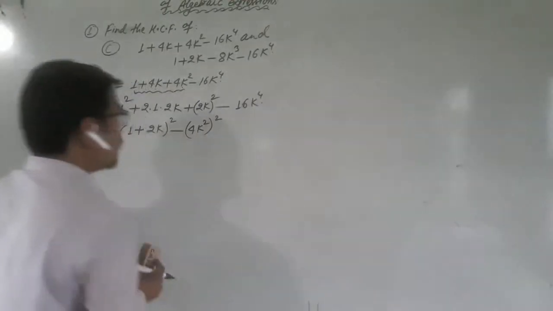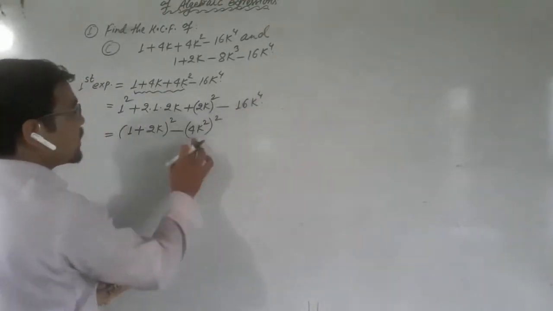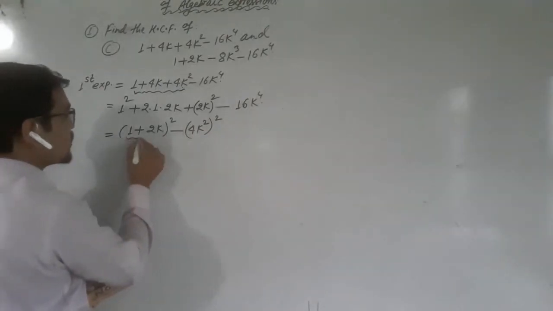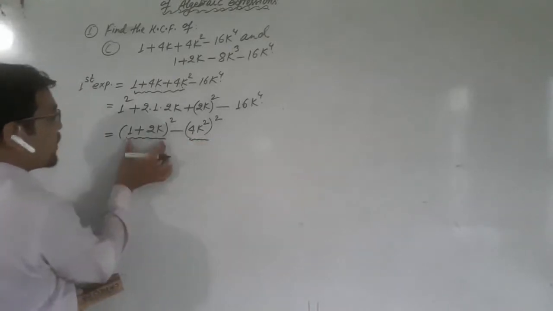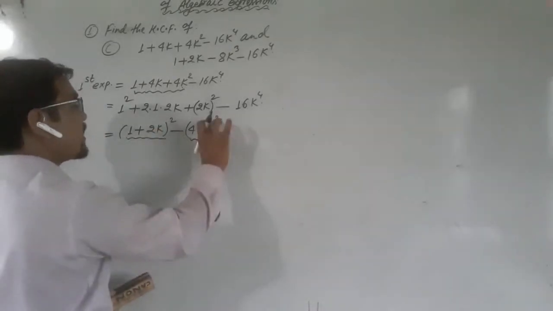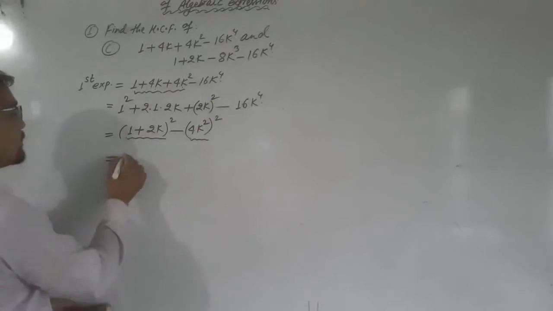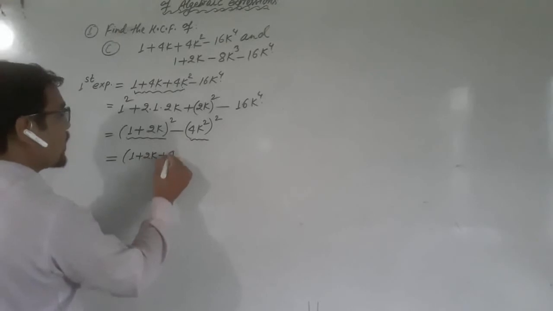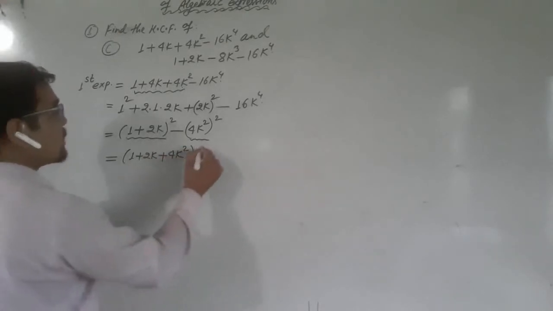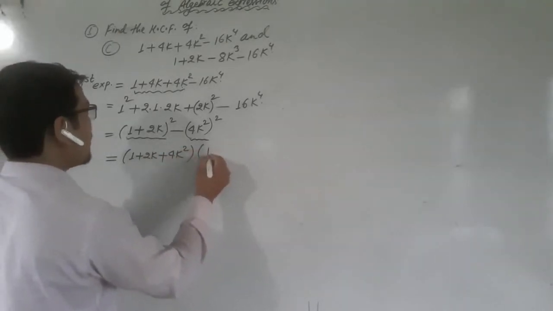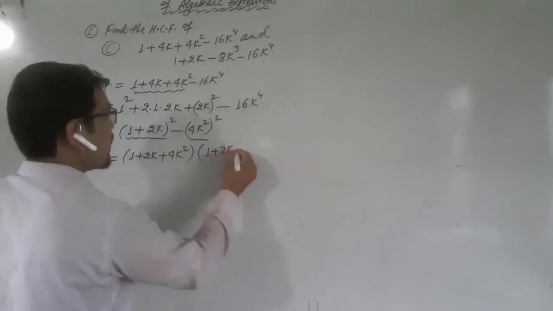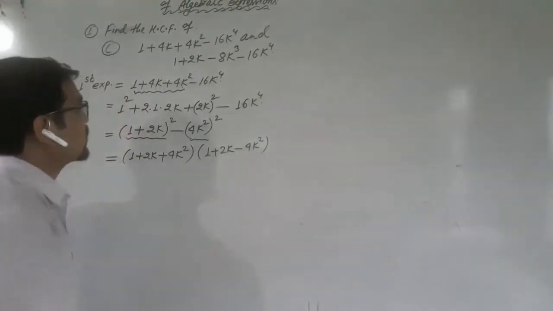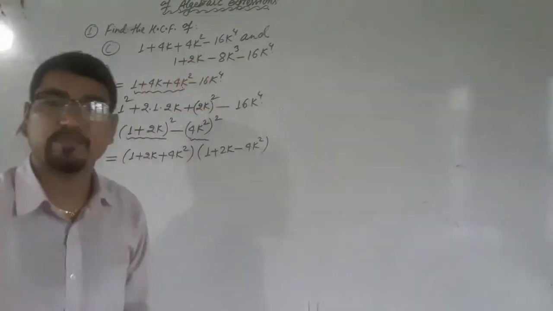So if we write this 16k to the power 4 like this, 4k square and whole square, then this is in the formula. This is considered a, this is considered b. Now a square minus b square is a plus b, a minus b. That is 1 plus 2k, this is a plus b. B means here 4k square, we can write this a plus b, right? Similarly, a minus b, that is 1 plus 2k, this is a minus b, here 4k square, we can write. Okay. So these are the two factors of this first expression.